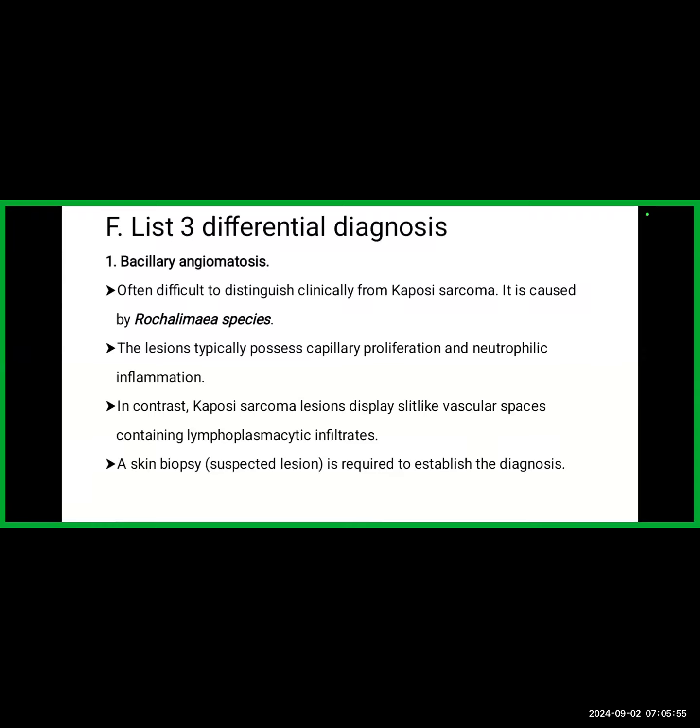Differential diagnosis. 1. I thought of bacillary angiomatosis. This is often difficult to distinguish clinically from Kaposi sarcoma. It is caused by Bartonella species. The lesion typically possesses capillary proliferation and neutrophilic inflammation, in contrast to Kaposi sarcoma lesion, which displays slit-like vascular spaces containing lymphoplasmacytic infiltrates. Both the Kaposi sarcoma associated virus and the Bartonella species have predilection for the red blood cells, endothelial cells, and macrophages.